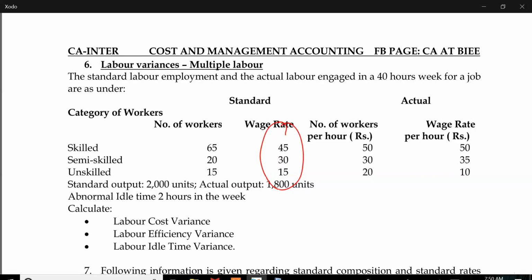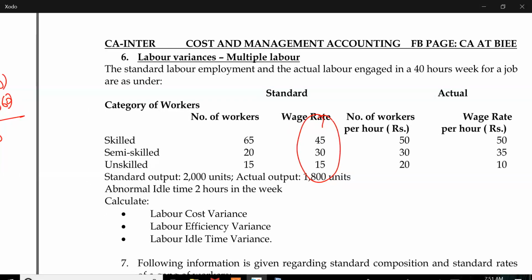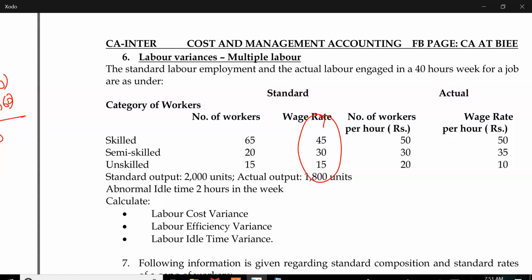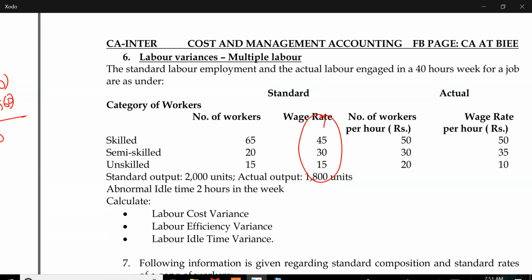It is going to be 50 workers into 40 hours, 30 workers into 40 hours, 20 workers into 40 hours. This will be actual hours paid. You will do into 38 for actual hours worked, because abnormal idle time is 2 hours in the week. So actual hours paid is going to be 50 workers into 40, 30 workers into 40, 20 workers into 40. When it comes to worked, same number of workers, 50 workers into 38, 30 workers into 38, 20 workers into 38.